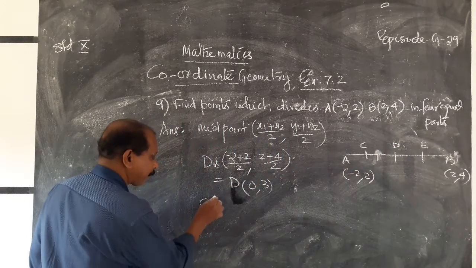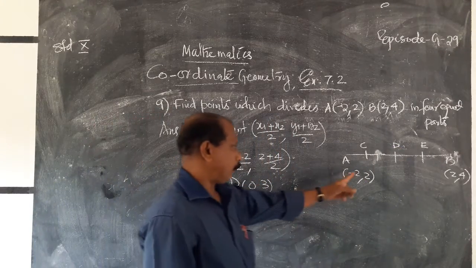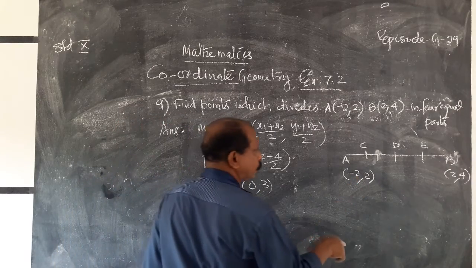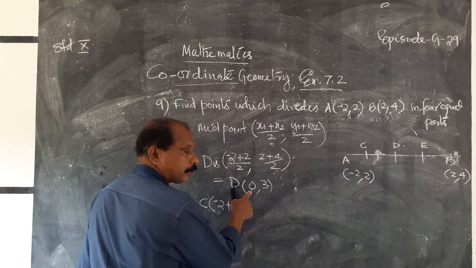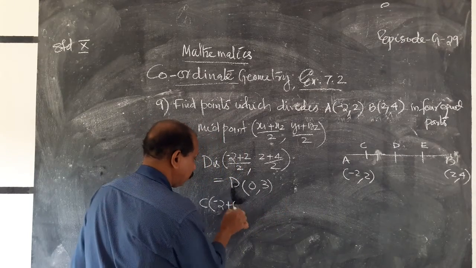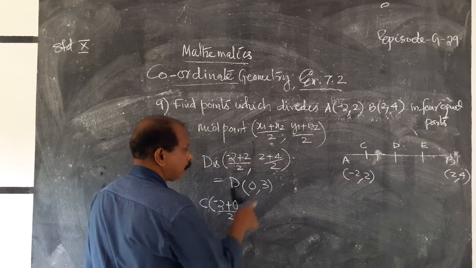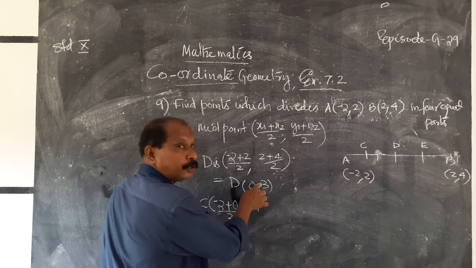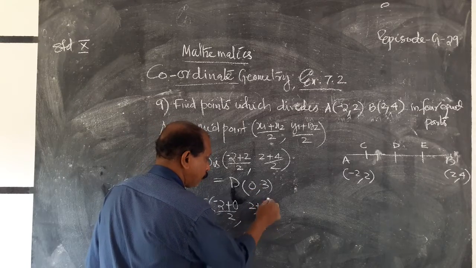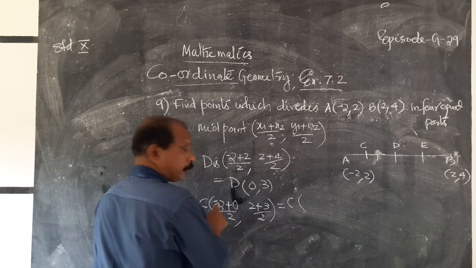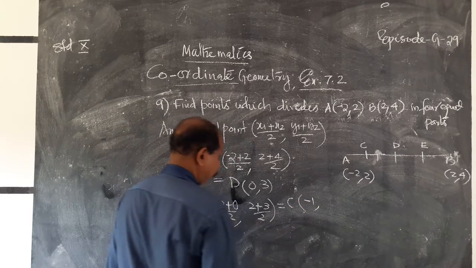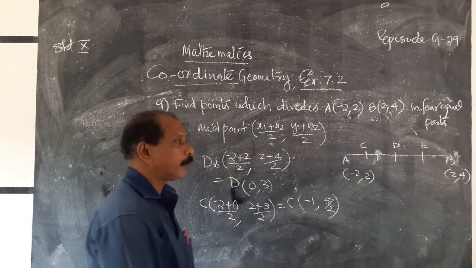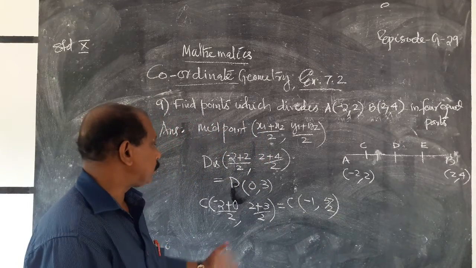Then C. Here x1 is minus 2 plus x2, that is 0, from D. C is the midpoint of AD. That is (minus 2 plus 0) by 2, comma, then y1, 2 plus y2, 3, by 2 is equal to C. Minus 2 by 2 is minus 1. 2 plus 3, 5 by 2. That is C, that is the first point. D is the second point.